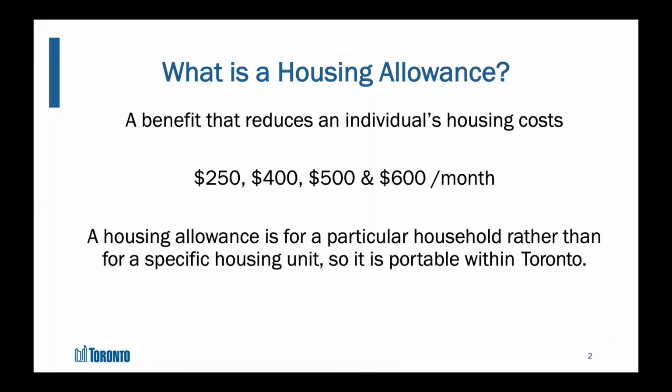Okay, so what is a housing allowance? It is a benefit that reduces an individual's housing costs. We have housing allowance benefits in the amounts of $250, $400, $500, and $600 per month. The housing allowance is for a particular household rather than a specific housing unit, and it is portable within Toronto. Next slide, please.